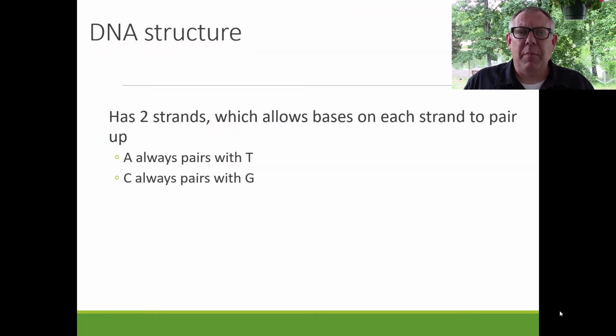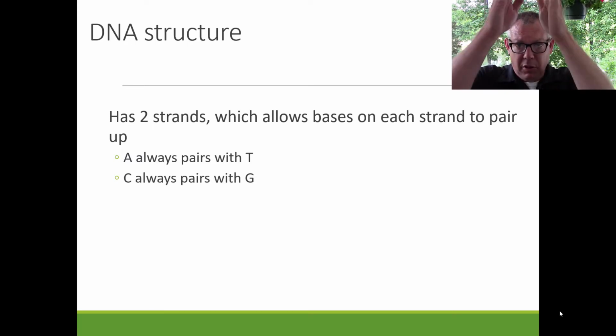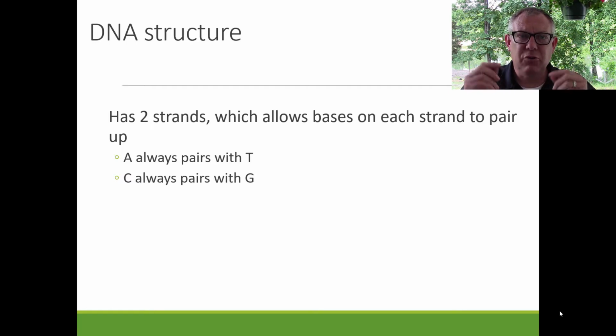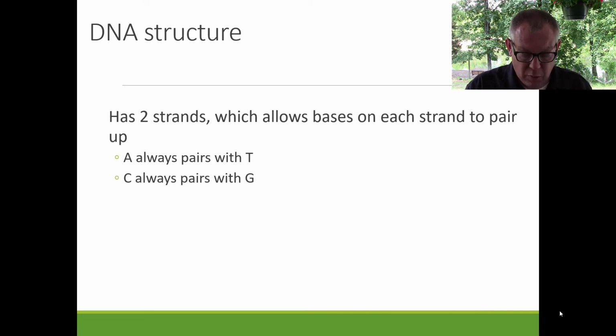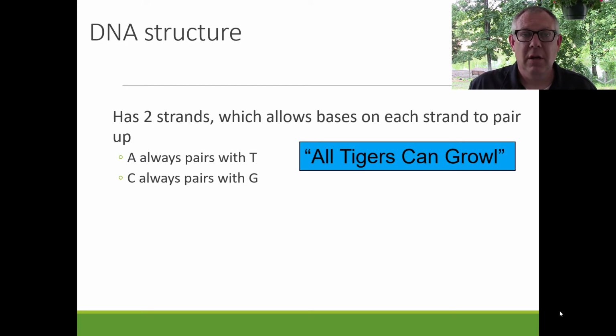And so you also remember, we talked about this earlier, the differences between DNA and RNA. DNA is double-stranded, it has 2 strands. And because it has 2 strands, and they're both long strings, that allows those nitrogenous bases to pair up. And they don't just pair up at random, they only pair up in a particular way. And so A always pairs with T, and C always pairs with G. The way you can remember this is all tigers can growl. A's with T's, C's with G's.